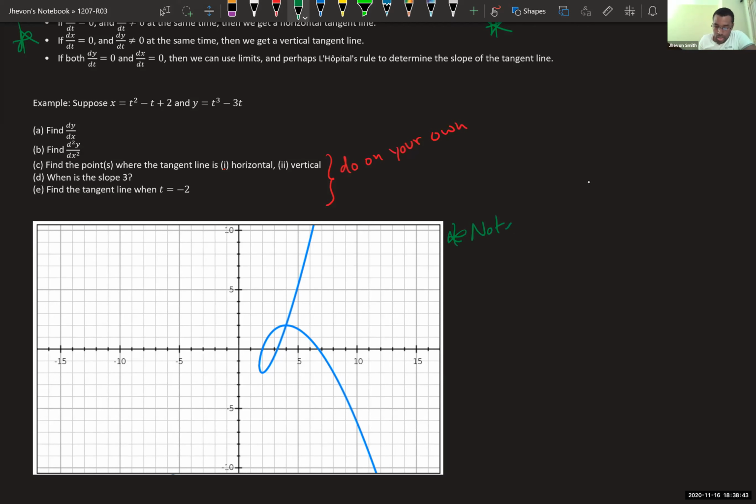Here's another very important thing. Note, this is not a function. It fails the vertical line test. However, we can examine it as a pair of functions via parametric equations.